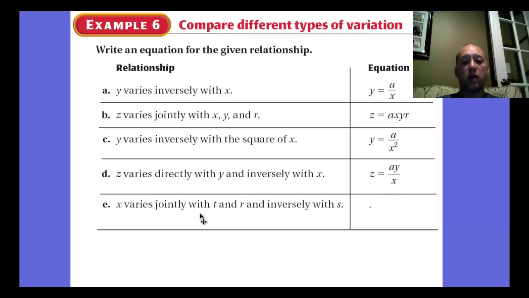X varies jointly with t and r, and inversely with s. This is a little difficult. X varies jointly with t, so jointly, and r, so those are the two variables x varies jointly with, and inversely with s. So inversely is that fraction. So you have the joint, then you have the inverse. So you have both of them within one equation. So these can get quite complicated.